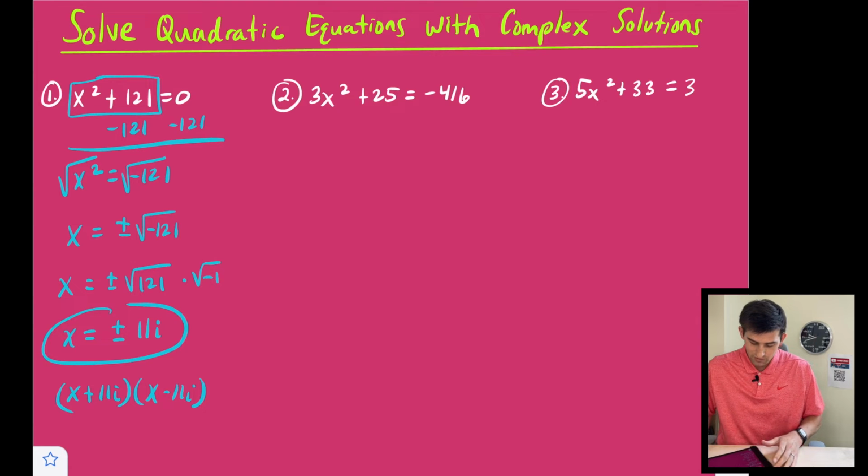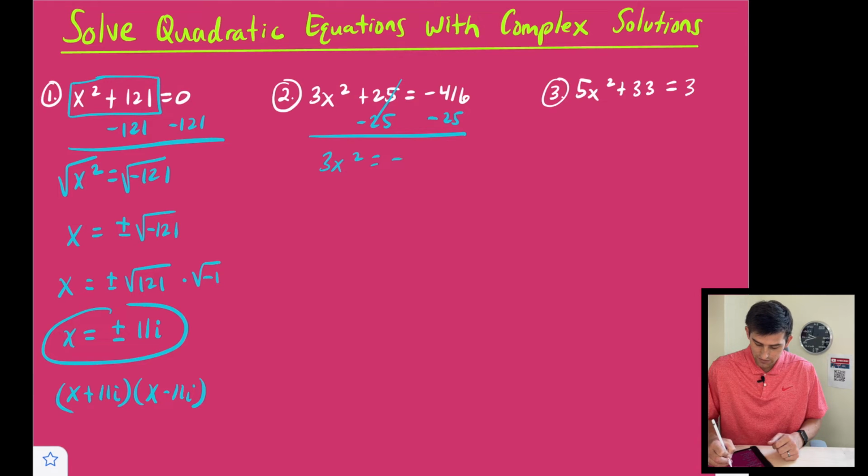All right, so for number 2, we have 3x squared plus 25 equals negative 416. So let's go ahead and move 25 to the other side by subtracting. So now we have 3x squared equals negative 441. And now let's divide both sides by 3. So we get x squared equals negative 147.